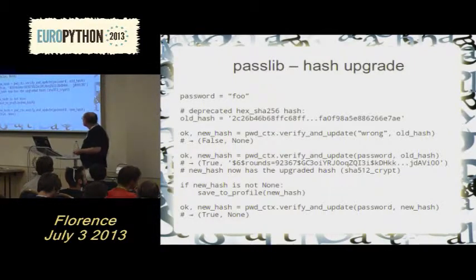And it's done quite easily. You just say verify and update. If the password is wrong, it will just tell you it is wrong here. And of course there will be no upgrade in that case. If you give the correct password, it will say okay, that was correct. And it will also give you the upgraded hash for the stronger new algorithm. And you just need this single check and save the new hash into your profile, and you are done with your upgrade.